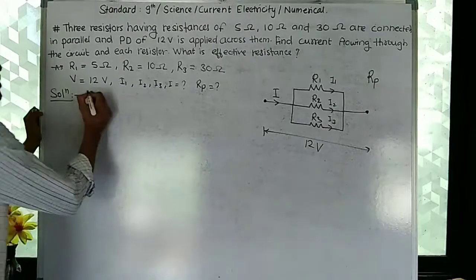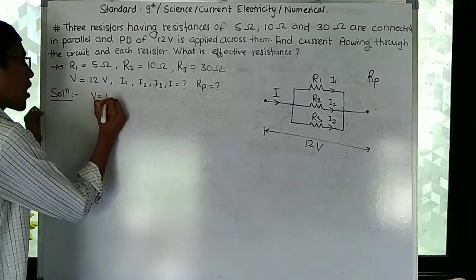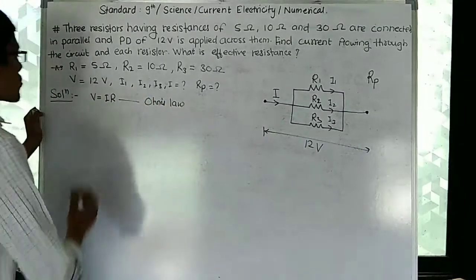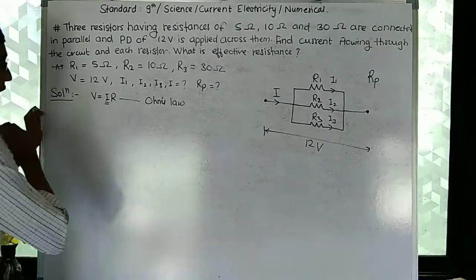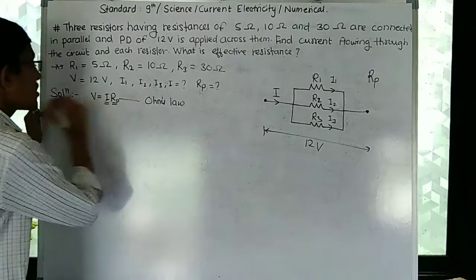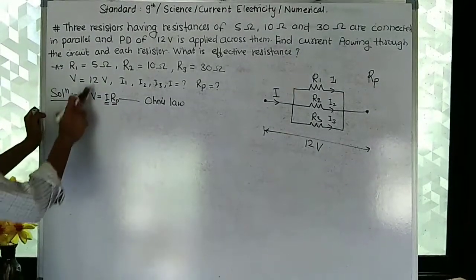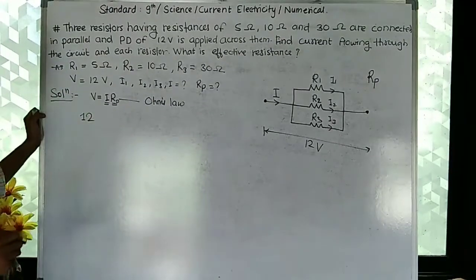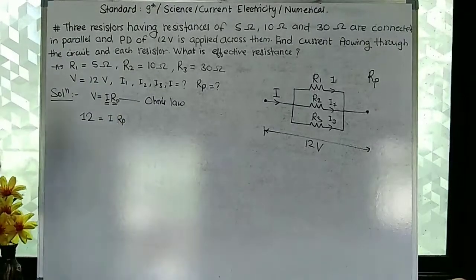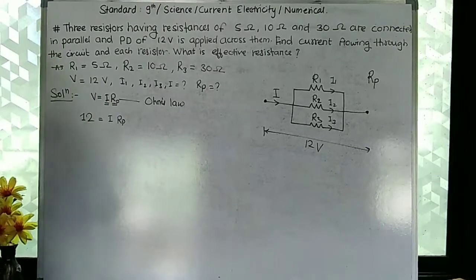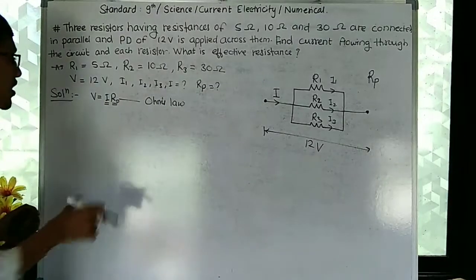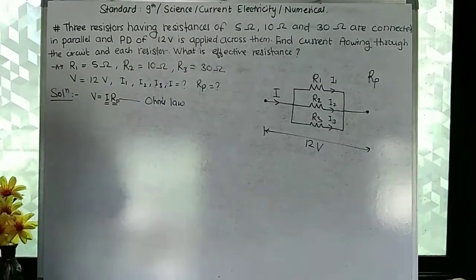So we know that V is equal to IR. This is Ohm's law. Here R is going to be my effective resistance, so I will write this as Rp. V is given, 12 volt. If I find my Rp, I can find the value of I. There is another method. What we can do? We will find the value of I1, I2 and I3 and then add those three terms. We will get the value of effective current, that is I.